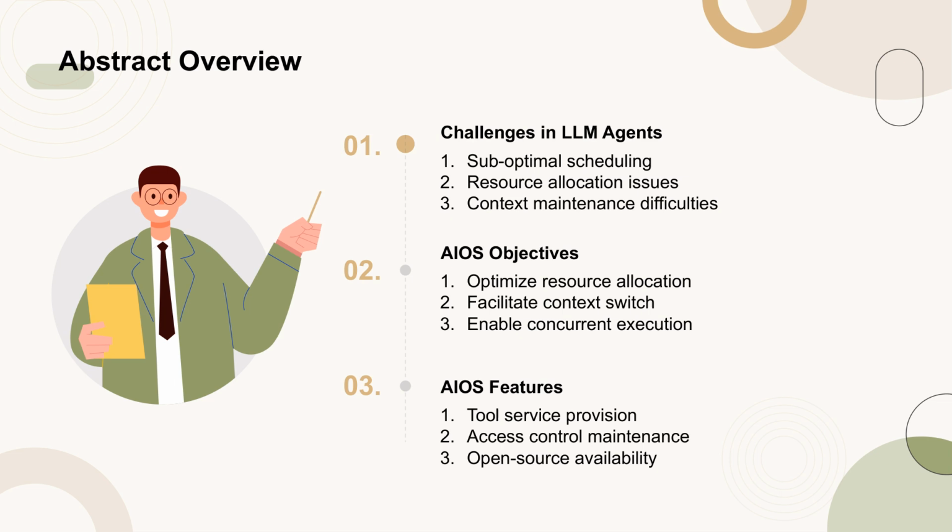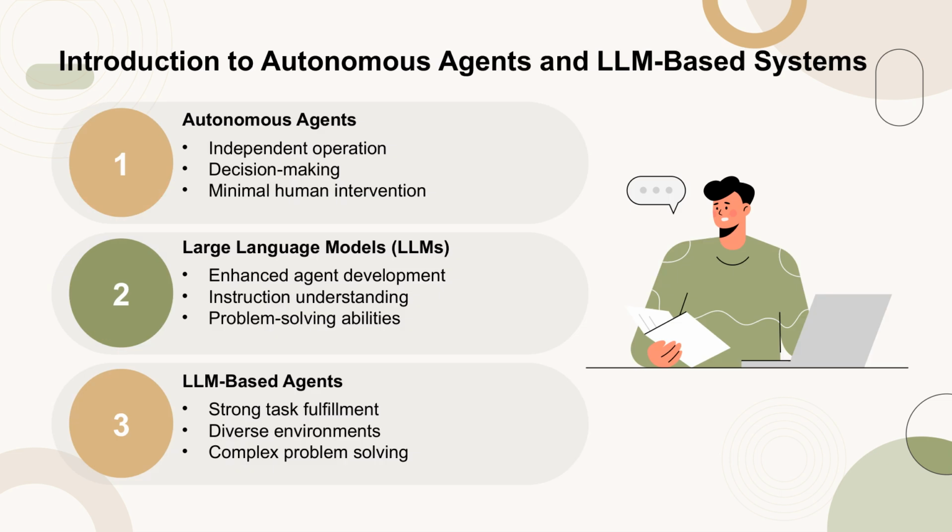In the realm of autonomous agents, research is focused on creating systems capable of operating independently, making decisions, and performing tasks with minimal human intervention. These agents are designed to understand instructions, process information, and take actions to achieve autonomy.